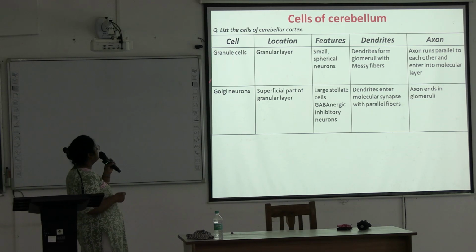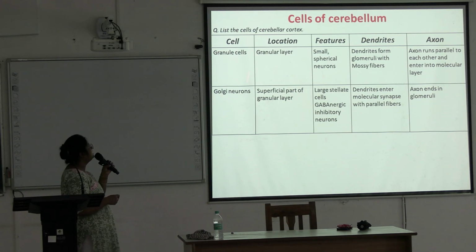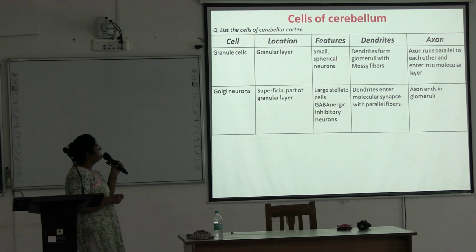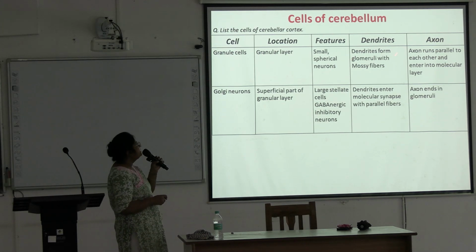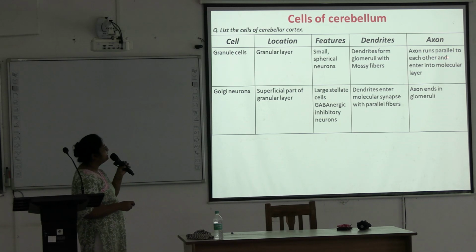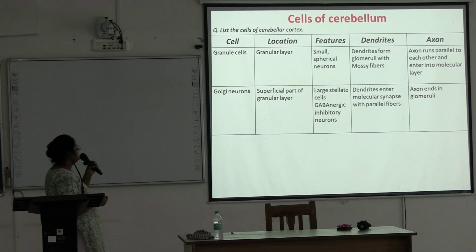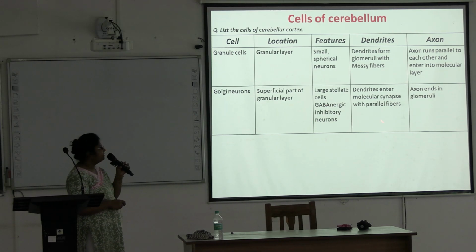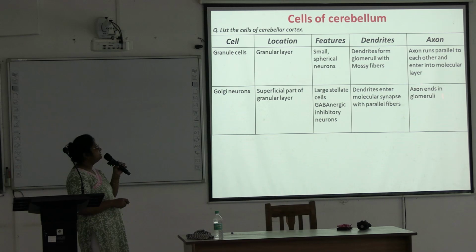Next, the granule cells and Golgi cells are located in the granular layer, and Golgi cells are mainly in the superficial part of the granular layer. Granule cells are small spherical neurons. Dendrites form glomeruli with the mossy fibers, and axons run parallel to each other and enter the molecular layer. Golgi neurons are large stellate cells, GABAergic inhibitory neurons, and their dendrites enter the molecular layer and synapse with parallel fibers, and their axons end in the glomeruli.